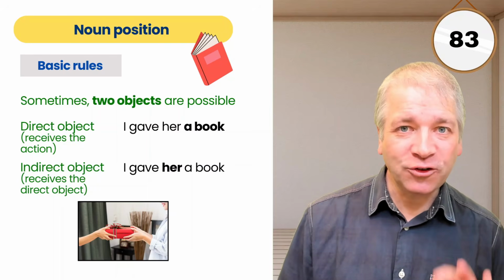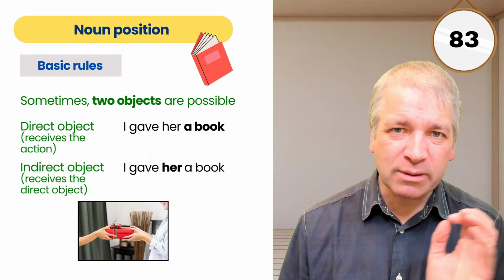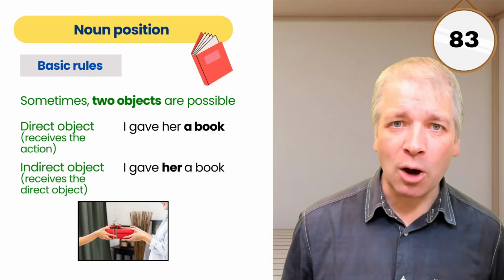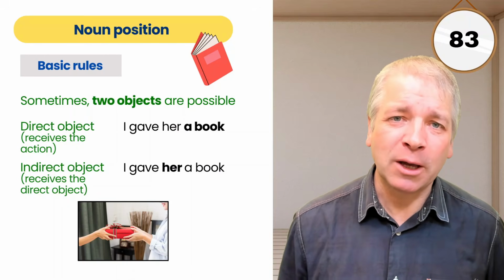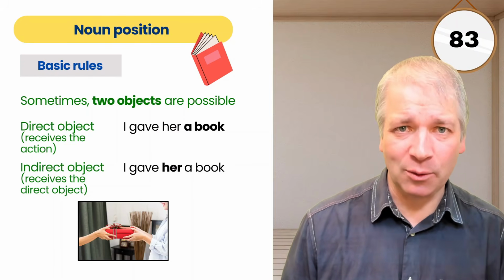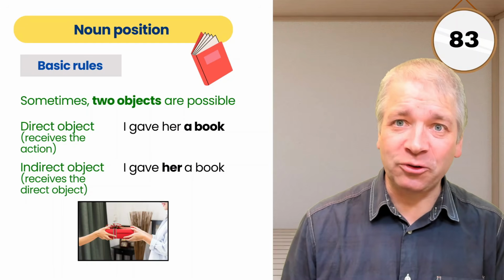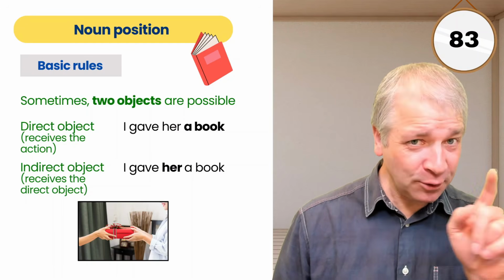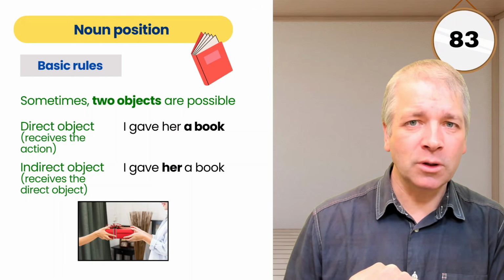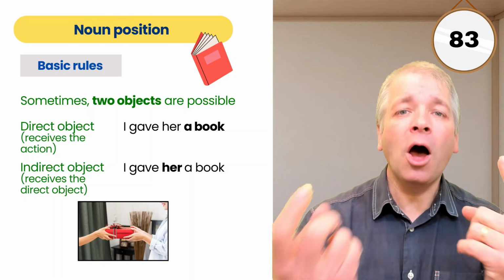A book is the direct object. This receives the action. What do we give? A book. That's how we know what the direct object is, because it receives the action of the verb. But then we have this second noun, the indirect object, and this receives the direct object. I gave her a book. Who received the book? Her.